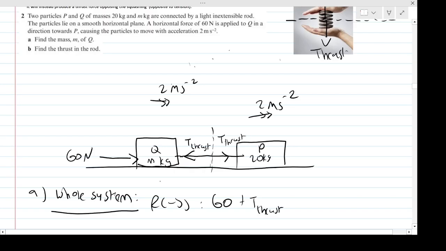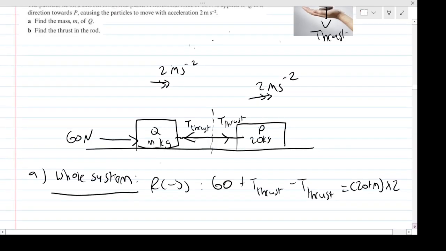And then what about the forces going the other way? What about the forces going to the left? Well, actually, we've got this thrust force as well going the other way. And that has to equal mass times acceleration. But if we're considering the whole thing, we add the masses together. So we have 20 add M. Okay, that's 20 from P and M from Q. So we add them together times the acceleration, which is 2.